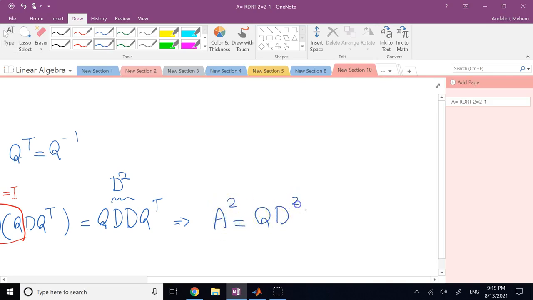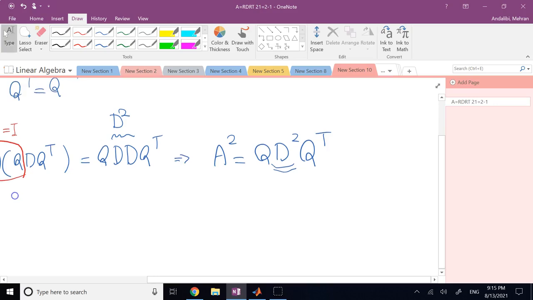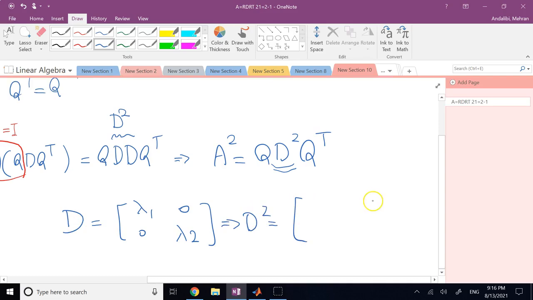Q D squared Q transpose. And the good thing is D squared is very easy to calculate because D is a diagonal. So if D is a diagonal matrix, as I said, lambda 1, 0, 0, lambda 2, then what is going to be D squared? D squared is the exact same shape as D, except these lambdas are going to be squared. And you can easily check that. Just multiply this by itself, you're going to get the elements squared.